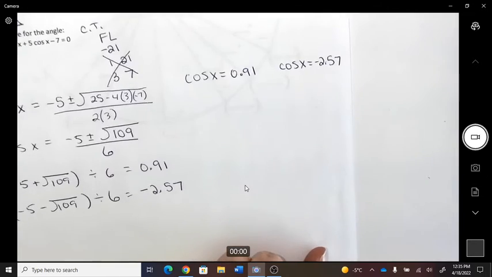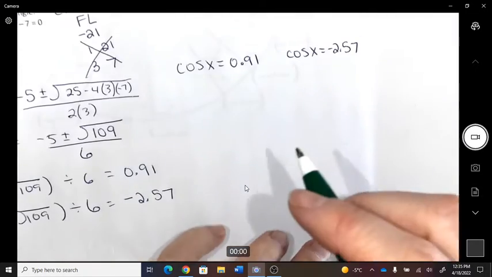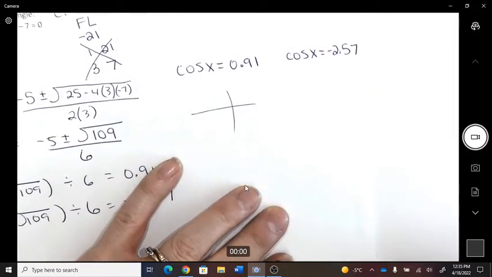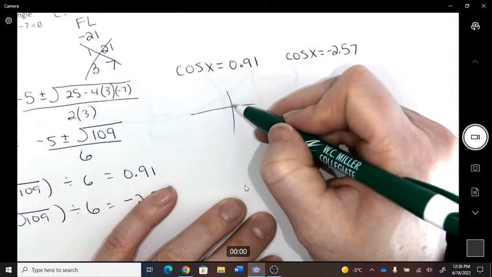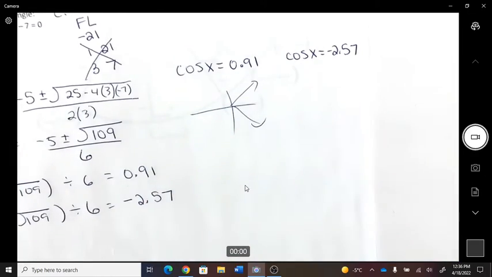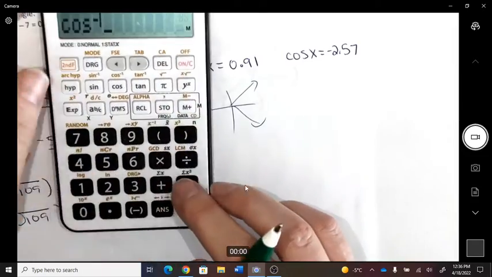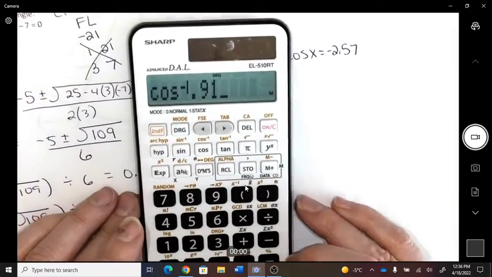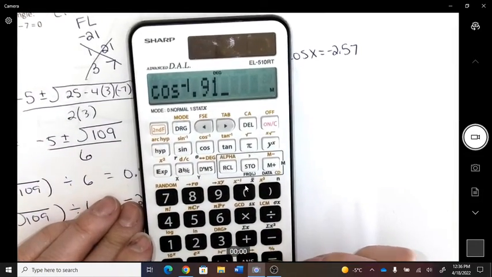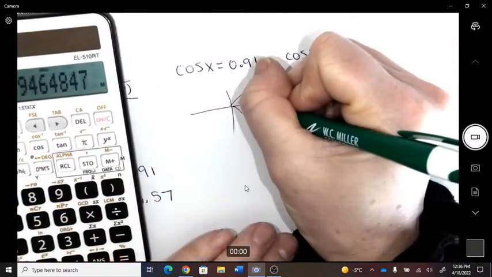Okay, so I'm going to start the trig with what quadrants? Cos positive, cos inverse to get a reference. So 24.5.